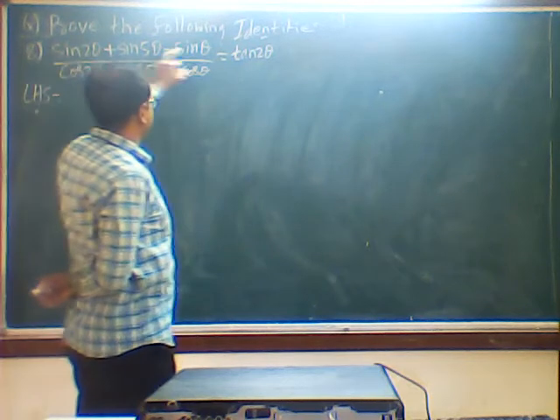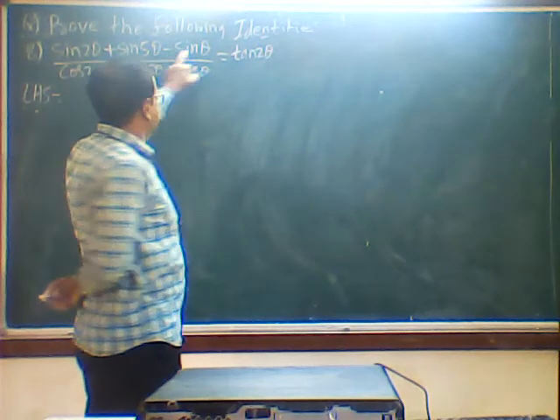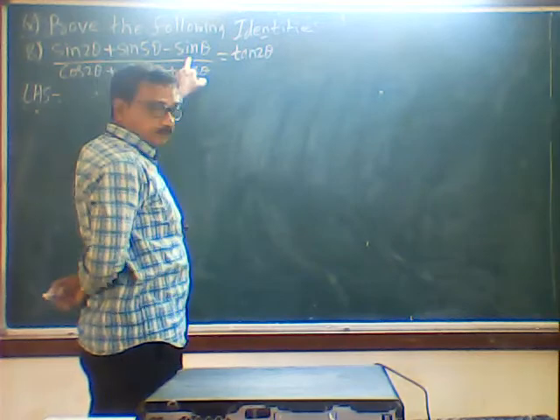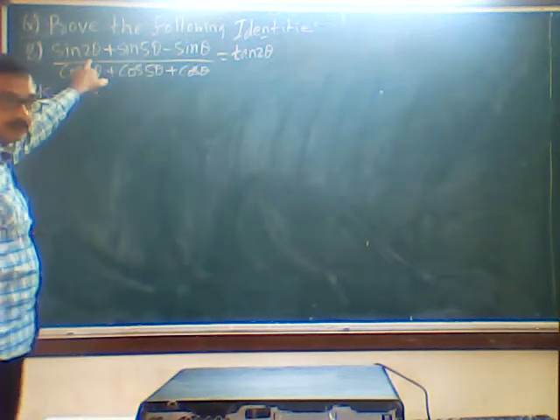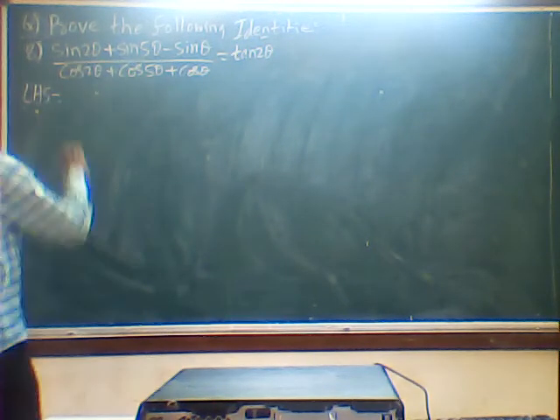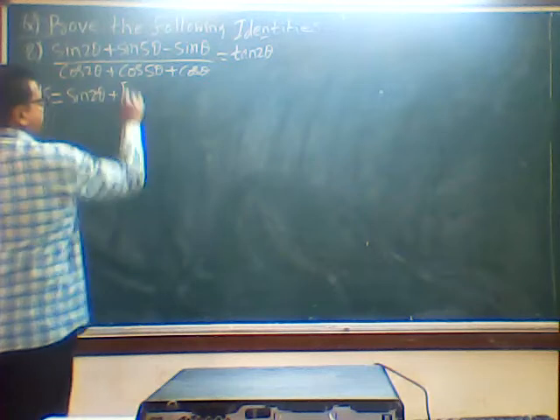We will go with this. 5 plus 1 is 6 divided by 2 is 3. Then 5 minus 1 is 4, 4 divided by 2 is 2. Here 2 also is there, I can take out common. So what I will do? Sin 2 theta and plus, I put this in the box.